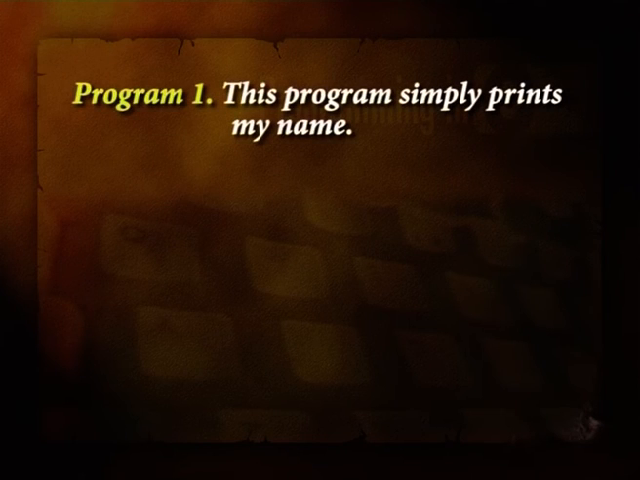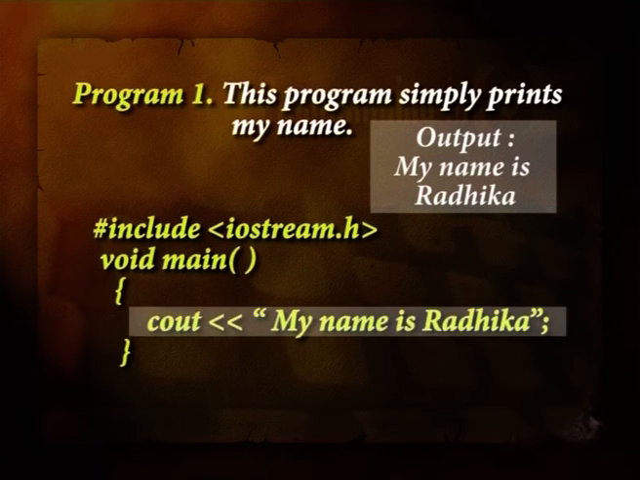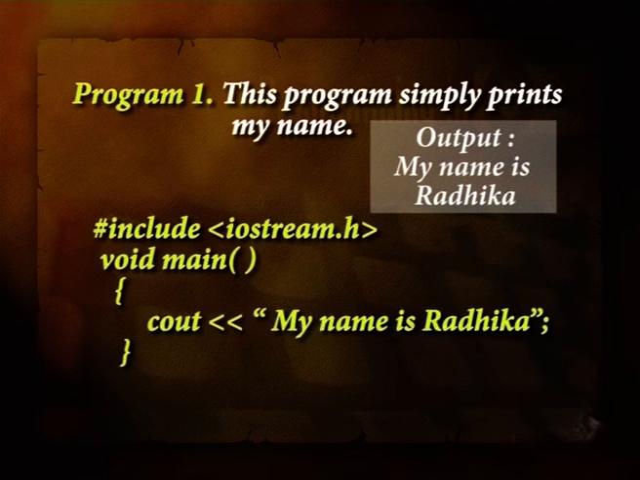The very first program we will be doing is simply printing my name. Hash include iostream.h, void main, cout, my name is Radhika. The first line includes a header file iostream.h, through which we can use the cout function. In the second line, main function is declared as void, as this program is not returning any value. Within the curly brackets, the body of the program is written, that is, a statement to print my name is Radhika.